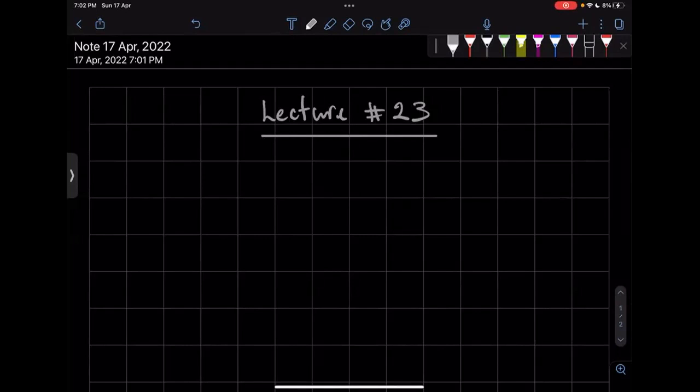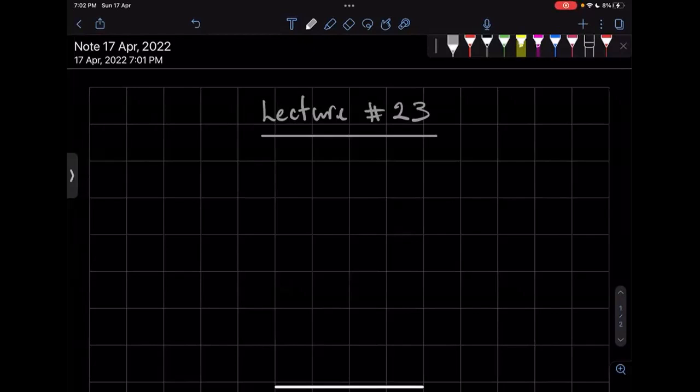Okay, so last time we started the representation theory of SU2. So let me start from the very beginning so that the recorded version is self-sufficient.